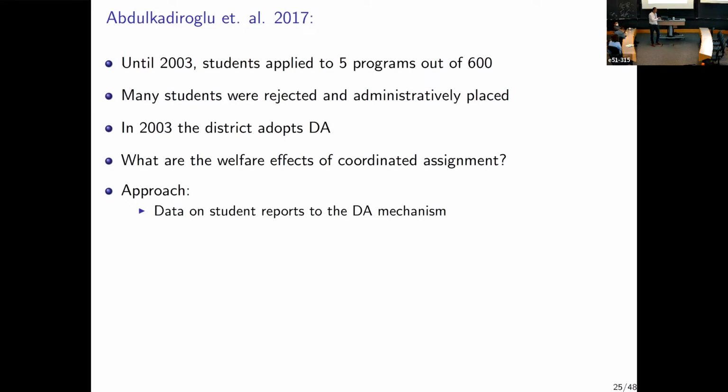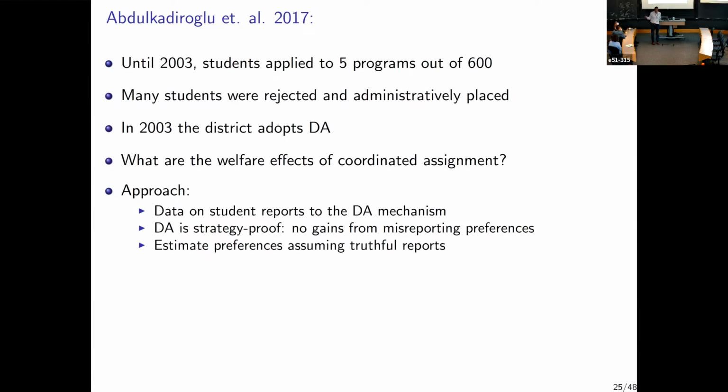As opposed to a paper by Bucharest before, where they only saw who went where, here they see who applied where. Again, they note that this is DA, strategy proof. There are no gains from misrepresenting preferences. So they estimate preferences, assuming truthful reports.